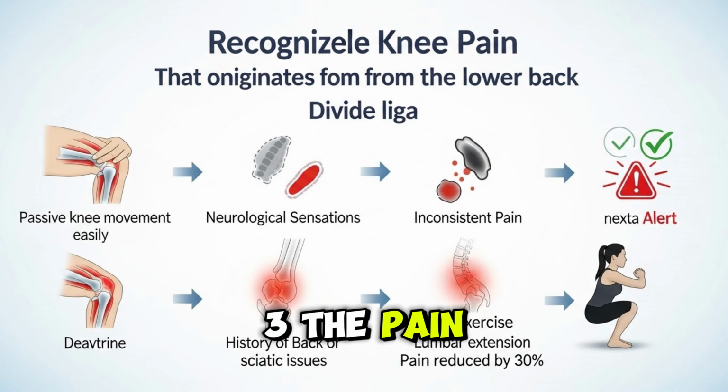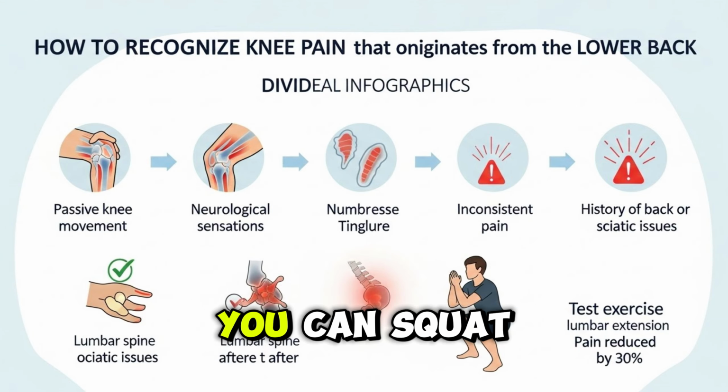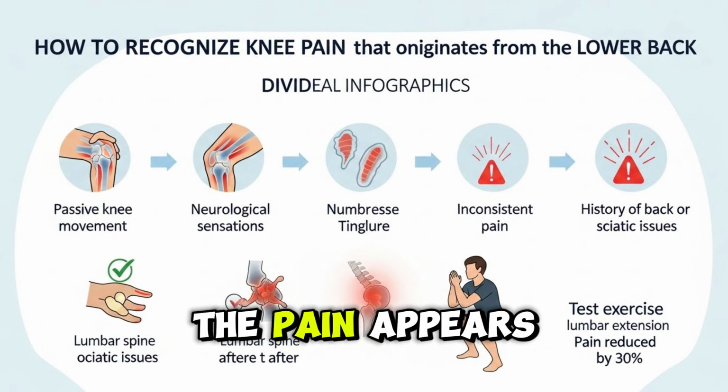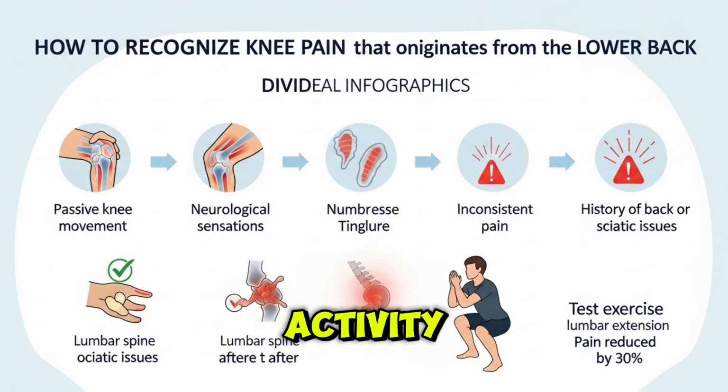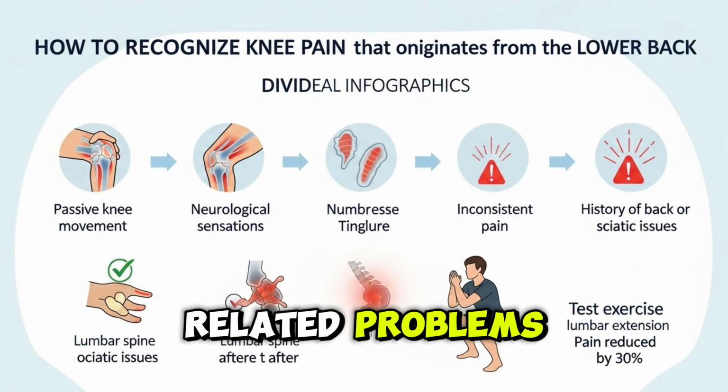3. The pain is inconsistent. One day your knees feel perfect. You can squat, walk, climb stairs. The next day the pain appears even with minimal activity. This fluctuation is typical for nerve-related problems.